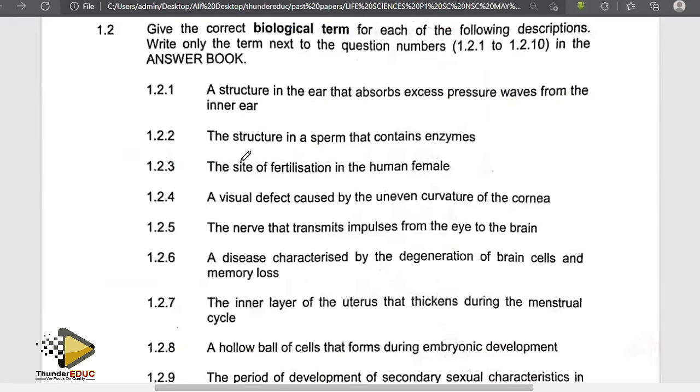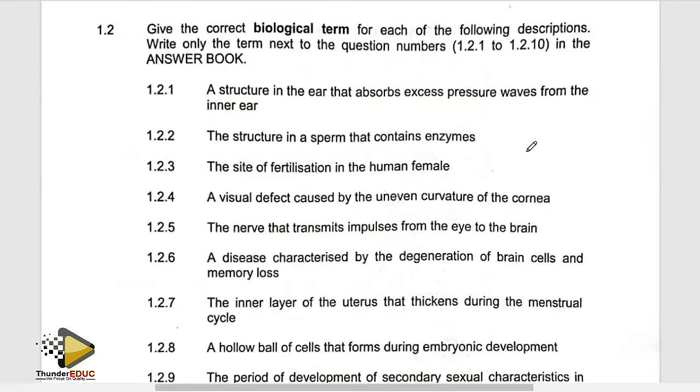All right, then they're saying the structure in the sperm that contains the enzyme. If you look at the sperm, it has what is called the head. Let me just draw a rough structure here. It has a head, a middle piece, and a tail. Here, it has these enzymes. This structure is the one they are looking for, which we call the acrosome. So the answer here is going to be acrosome.